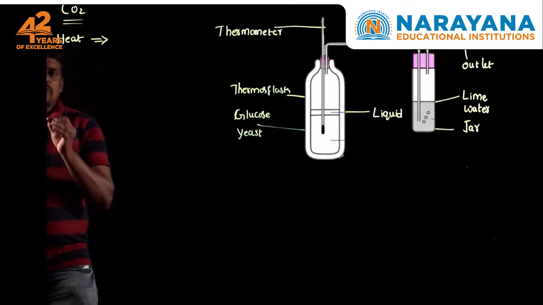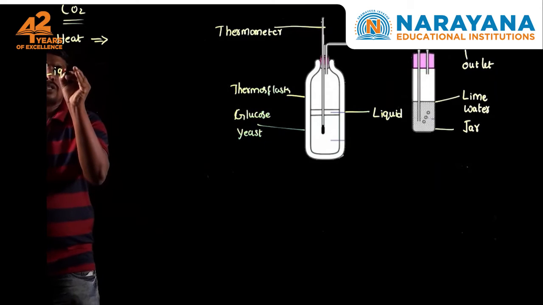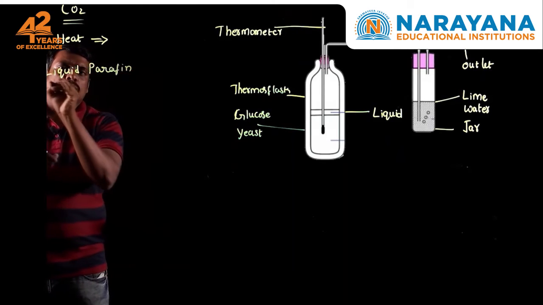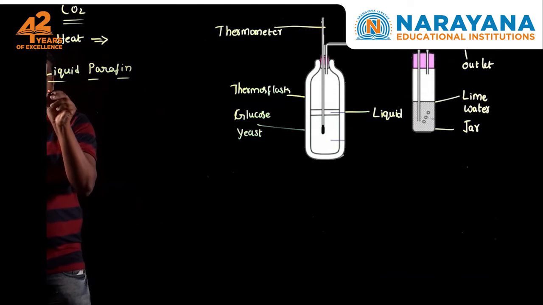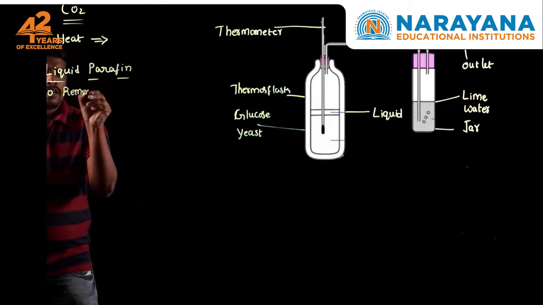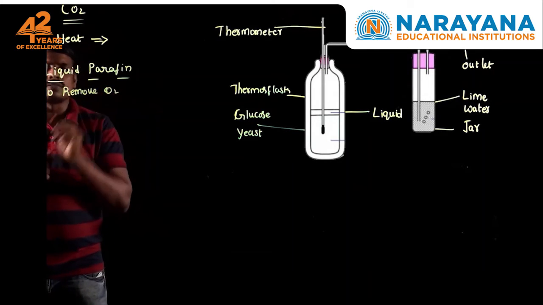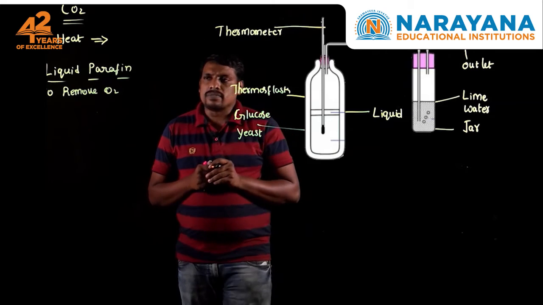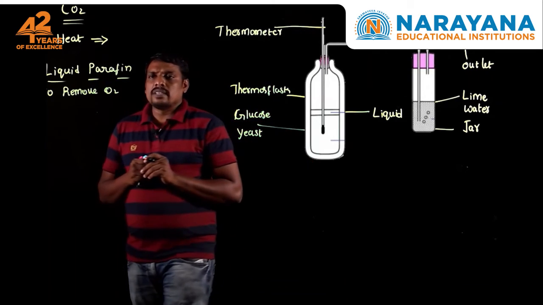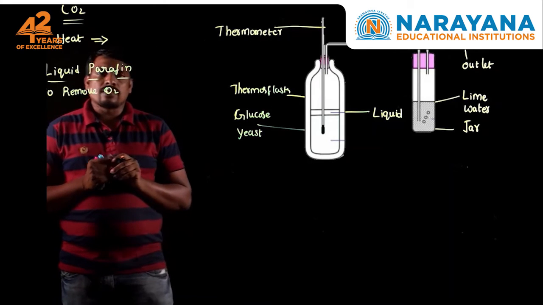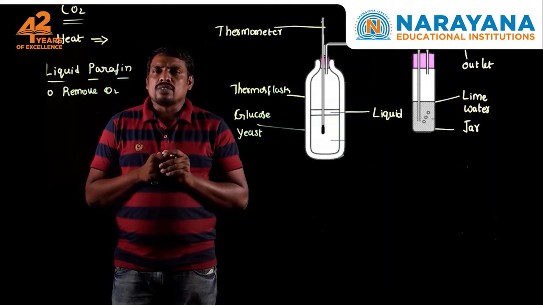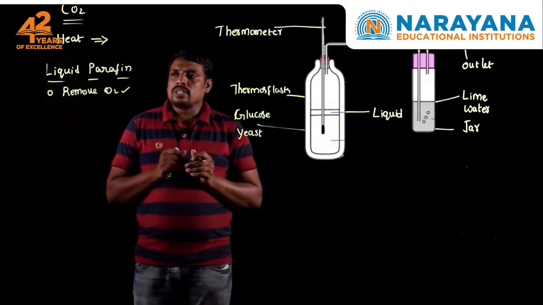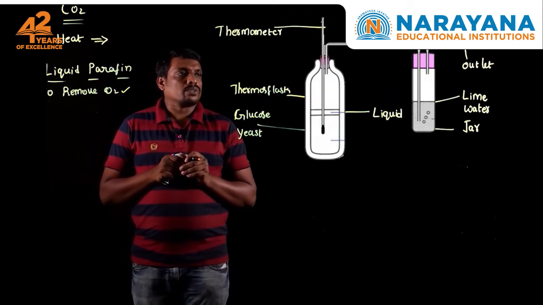Before that, why do we have to take a liquid paraffin solution inside the thermos flask? The reason is to remove the oxygen which is present inside the thermos flask. If there is oxygen inside the thermos flask, definitely the yeast cell shows aerobic respiration, right? To remove the oxygen in the thermos flask, we need to take the liquid paraffin solution.